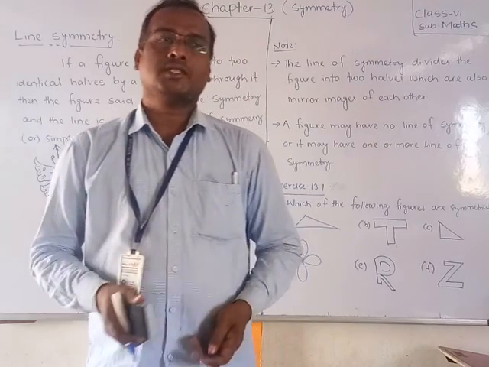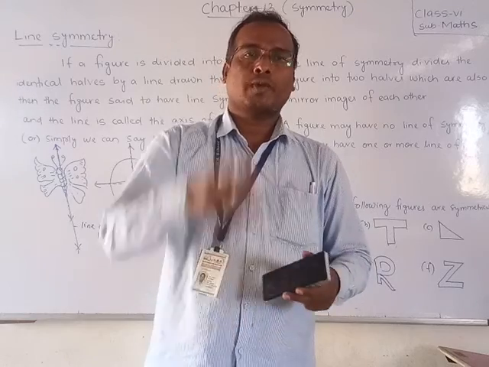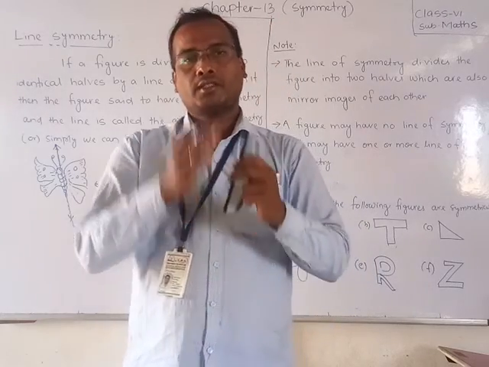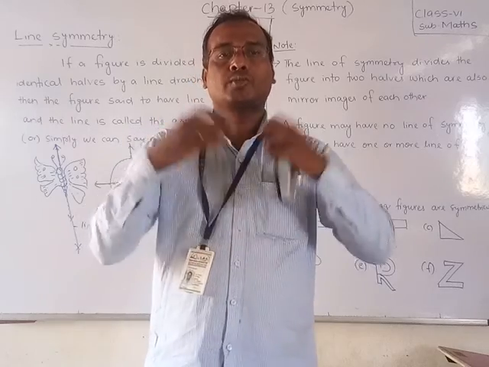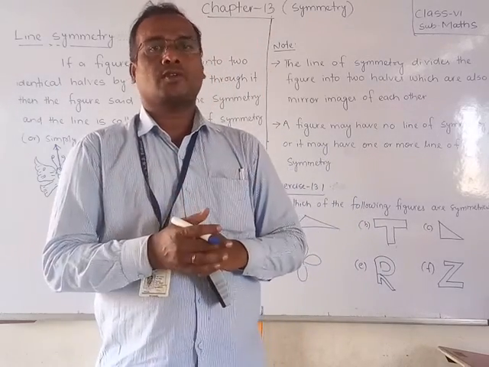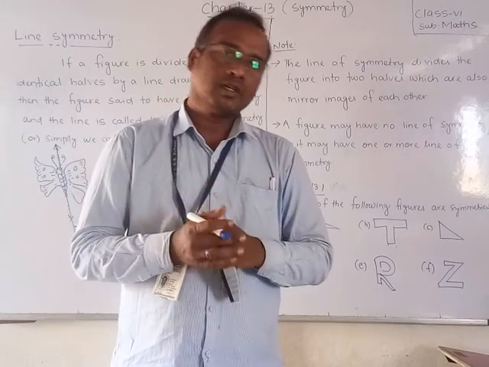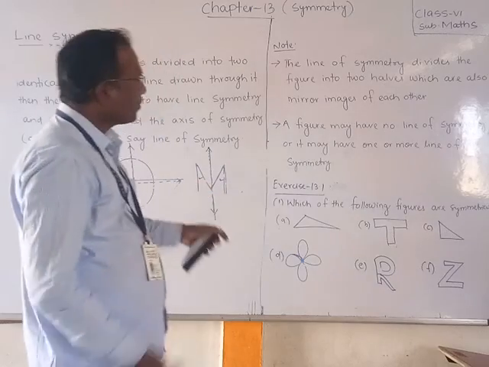So line of symmetry means, for any figure given to you, draw a line on it, and if that line makes the figure become two halves, then only is that line called an axis of symmetry or line of symmetry. Did you understand? Okay. Now friends, notes for you.